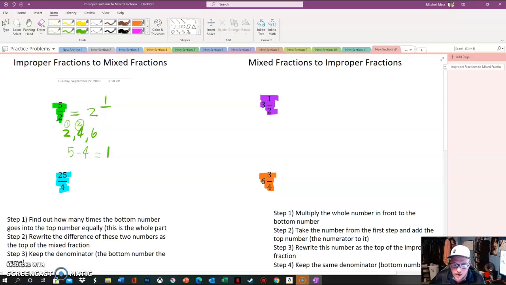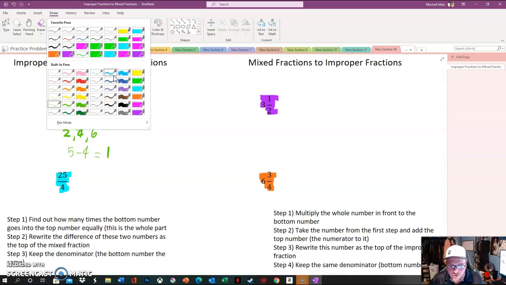And now I just rewrite my number. I rewrite 2 here, and that's the third step. Keep the denominator, the bottom number, the same, so you're just rewriting it. So now I have converted it into a mixed fraction. Let's do that one more time with the second one.